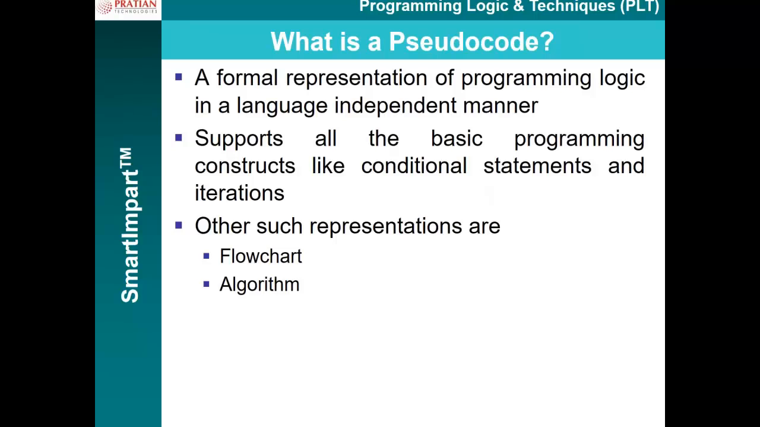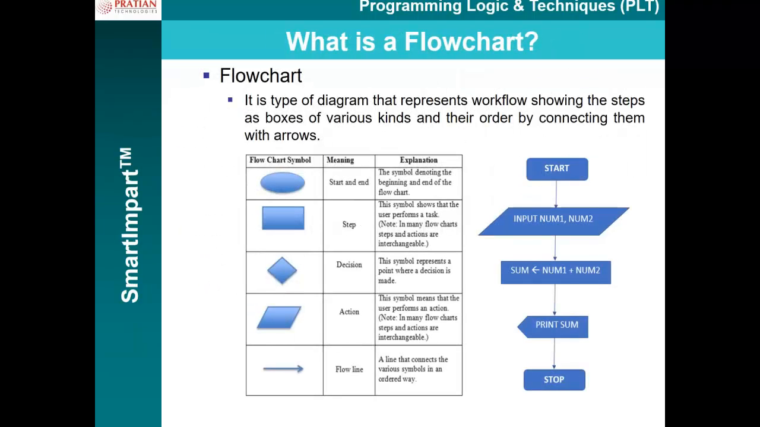Now, is this the only way? No, this is not the only way to represent the solution. There are other techniques too, namely flowchart and algorithm. A flowchart is a type of diagram that represents an algorithm, workflow, or process, showing the steps as boxes of various kinds and their order by connecting them with arrows. This diagrammatic representation illustrates a solution model to a given problem.